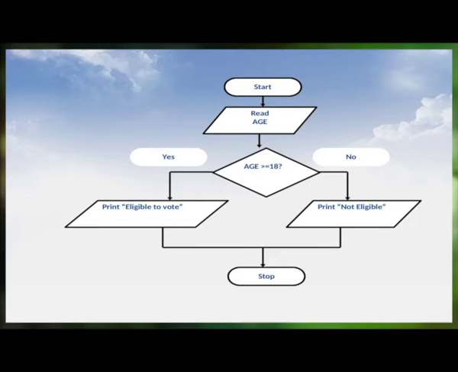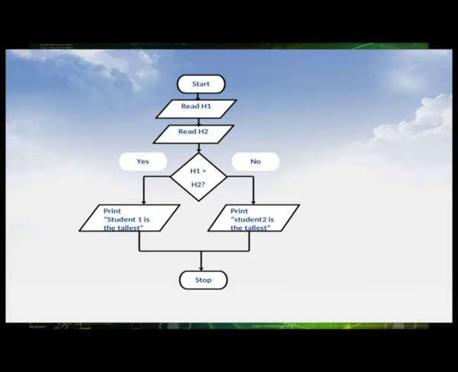If it is true, then he is eligible to vote. Otherwise, he is not eligible to vote. At last, whatever is the choice, finally, we end the flowchart with stop symbol. After the decision making, whichever decision is made, we need to stop the flowchart. This is a simple example for decision making process in a flowchart.